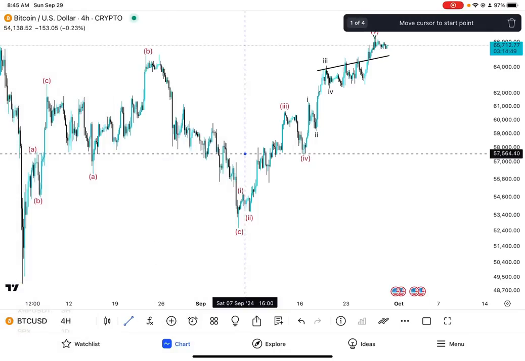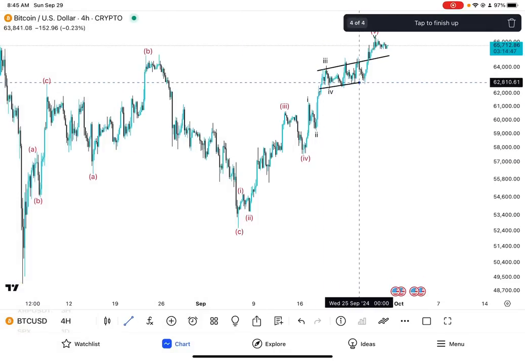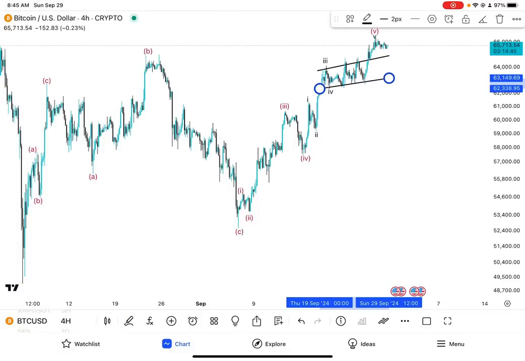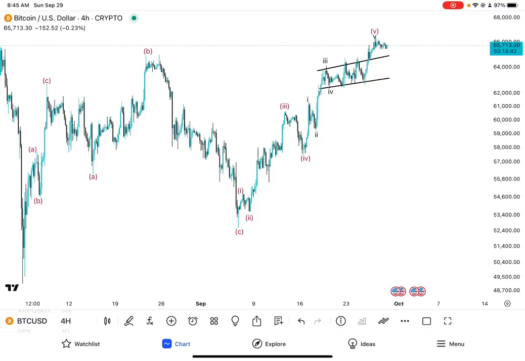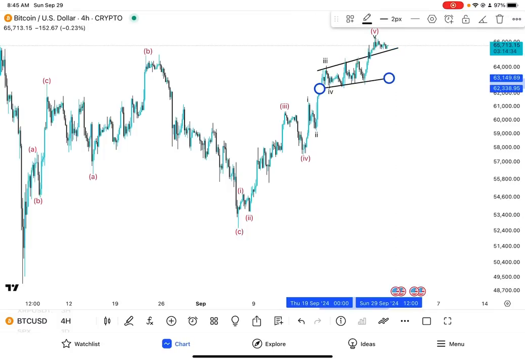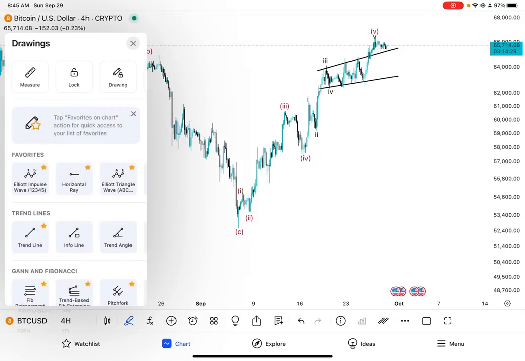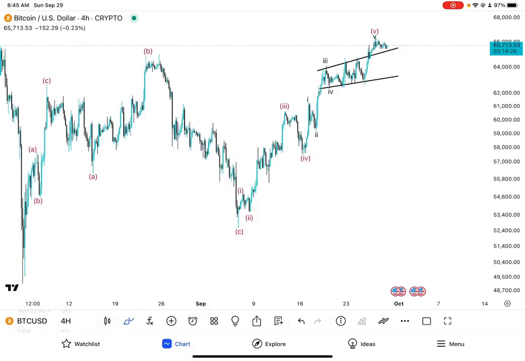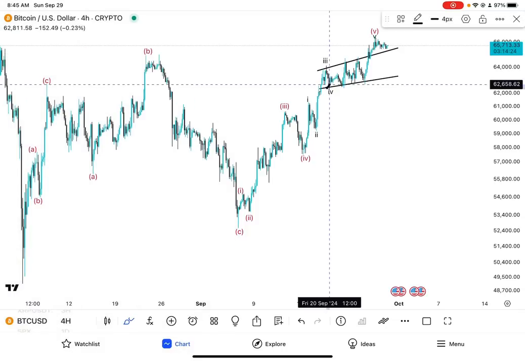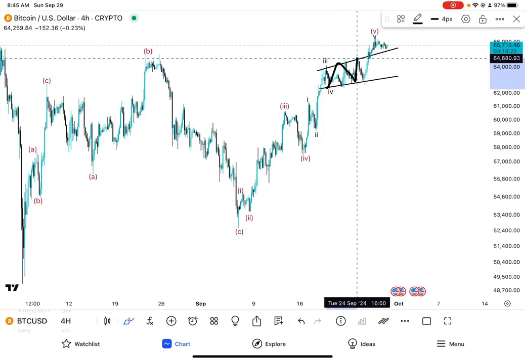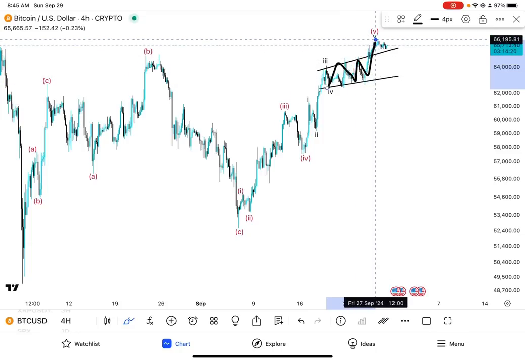Whenever Bitcoin does this near a wave 5 or within a wave 5 at the highs, it likely doesn't continue to go higher. Okay, you likely see a breakdown from this wedge in a very violent manner. And we have this ending diagonal here. So this would be your 1, 2, 3, 4, and then you have your 5th wave up here.